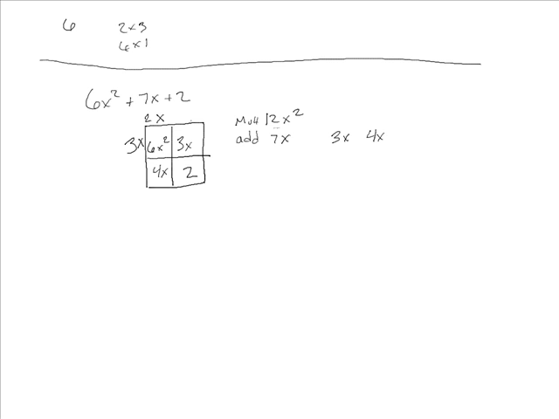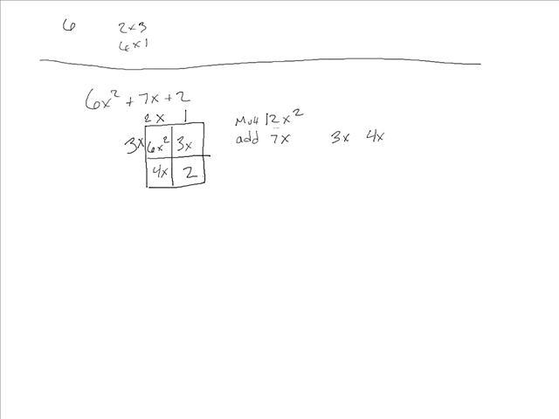Now let's look at our last row and our last column. The greatest common factor of 3x and 2. Well, there aren't any x's that I can take out of both of them. This one has an x, but this one doesn't. So there aren't going to be any x's in this part up here. Now let's look at the numbers. We've got 3 and 2. The only factor that they share in common is 1. So I'm going to put a 1 up here.